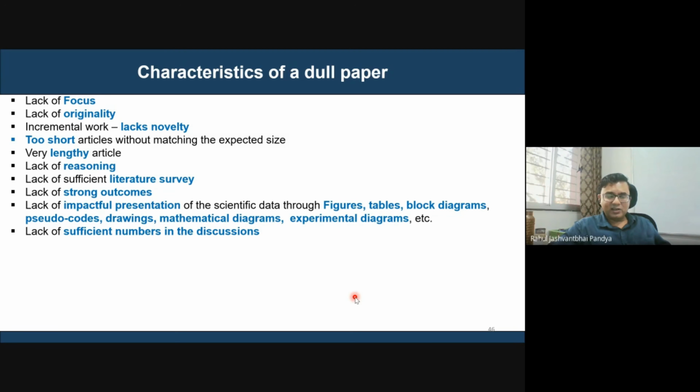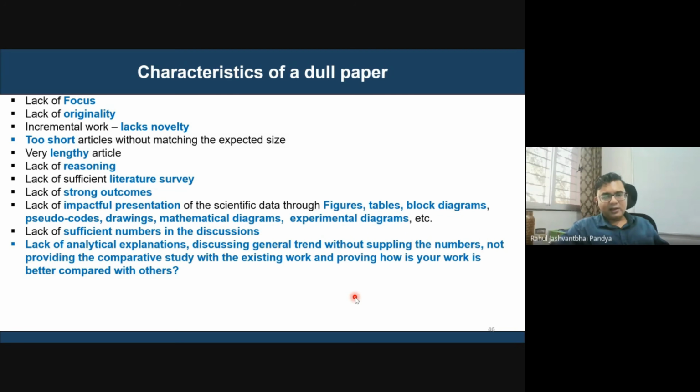Generally, the research general trends are discussed without any numbers. That this is increasing, this is decreasing. It's not going to help, right? A lack of analytical explanations, discussing general trends without supplying the numbers, not providing a comprehensive study with the existing work, and not proving how the current work is better than the others, right? So sufficient things are not supplied.